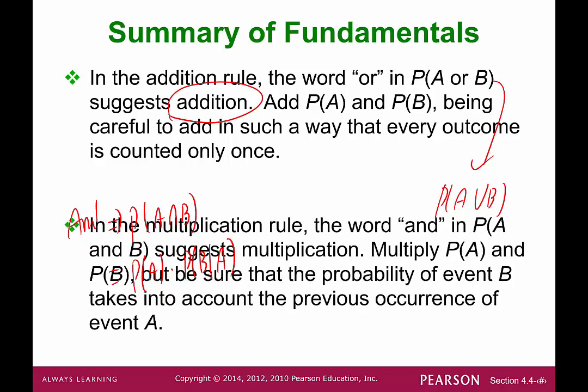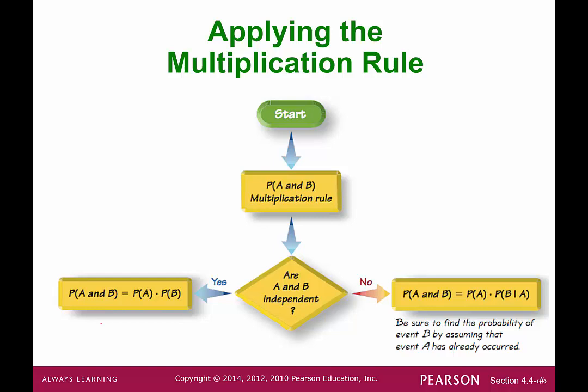In the multiplication rule, the word "and" suggests multiplication. Make sure that the probability of event B takes into account the previous occurrence of event A. So when you apply the multiplication rule, be sure to check the independence, whether they are independent or not. If they are independent, then multiply the probability of A times the probability of B. If they're not independent, you do the probability of A times the probability of B given A. So we are using the conditional probability to find the probability of B.